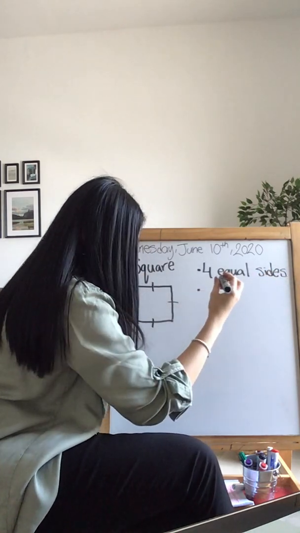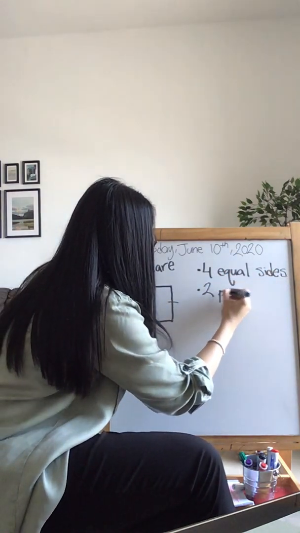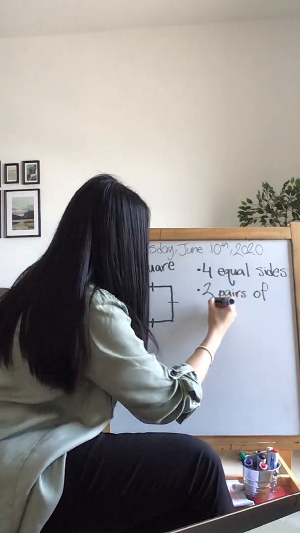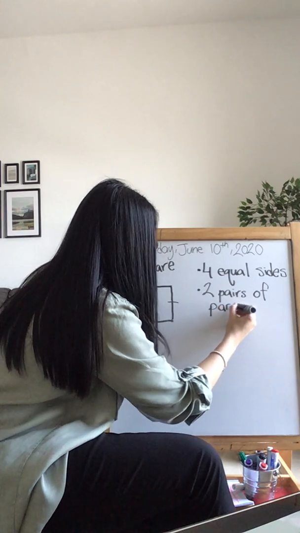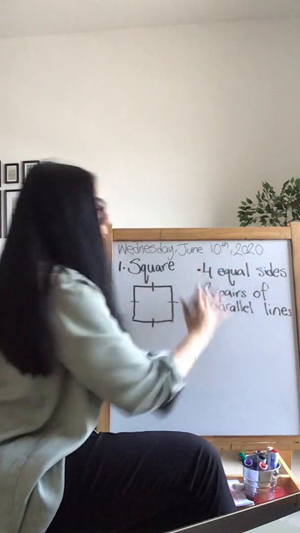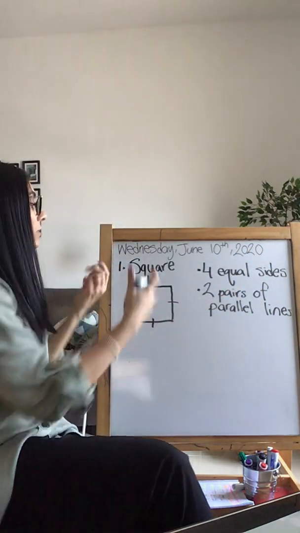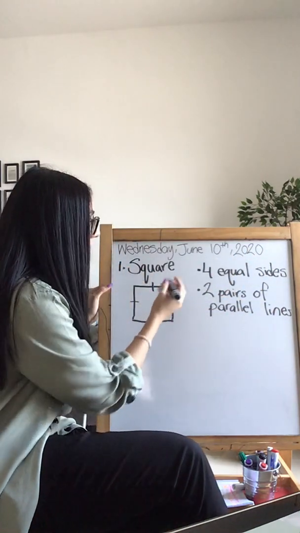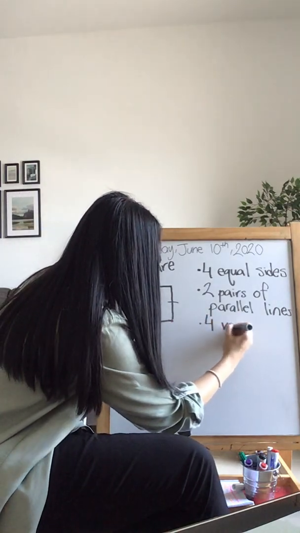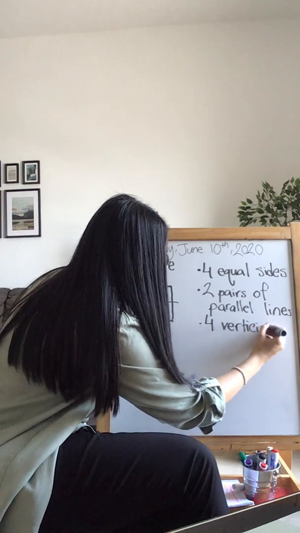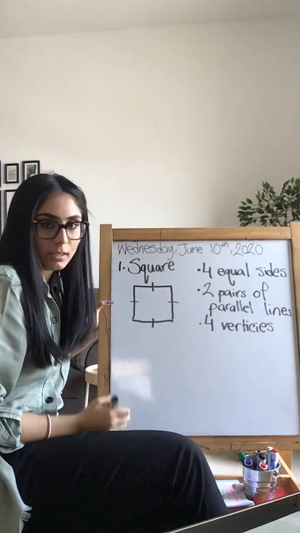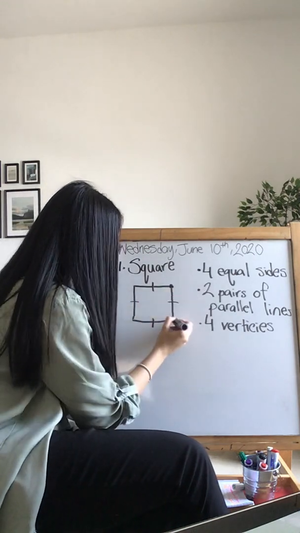And it's got 2 pairs of parallel lines. Let's review that bit. What I'm writing here is information about things that we know. We know about the square, there's 4 equal sides. We can also say it's got 4 vertices. So we know that there's 4 equal sides. We know that there's 4 vertices.